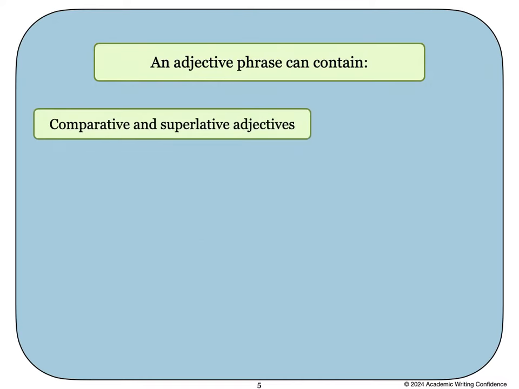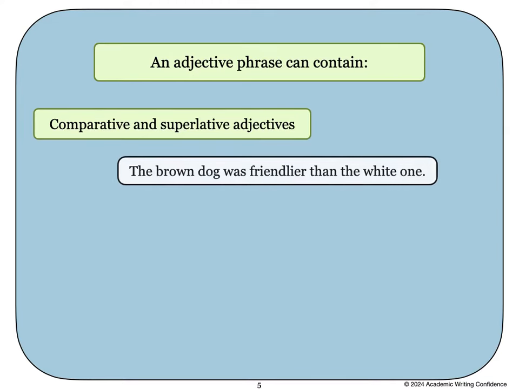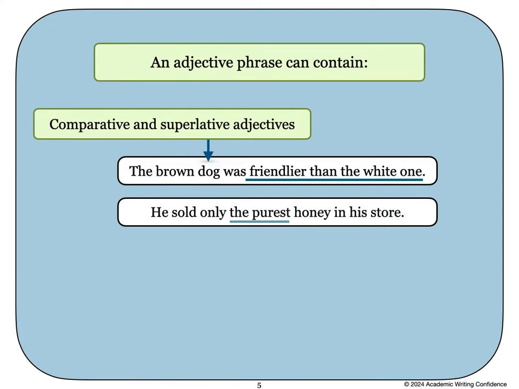An adjective phrase can contain comparative or superlative adjectives. The brown dog was friendlier than the white one. The phrase friendlier than the white one is describing the dog. He sold only the purest honey in his store.